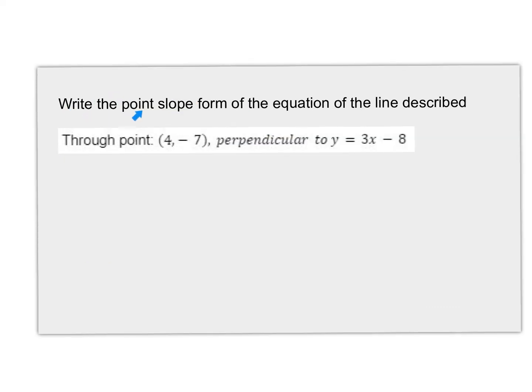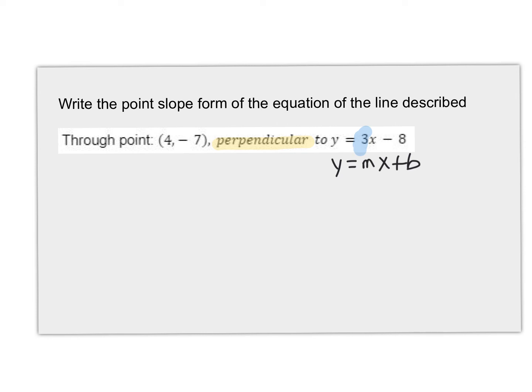Okay, so this one says, write again in point-slope form the equation of the line described. This one passes through the point 4, -7, and it's perpendicular to y equals 3x minus 8. So one thing that jumps out real quick in this one is this word perpendicular, okay? If it's going to be perpendicular, it's going to have a slope that is the opposite reciprocal. So in this equation, it is in y equals mx plus b, so the slope is 3.